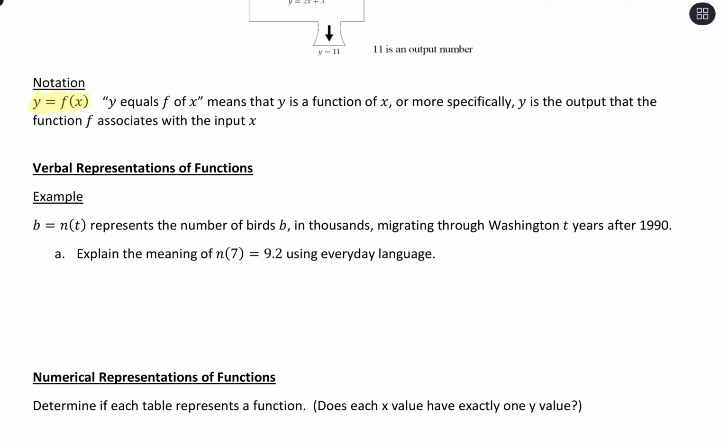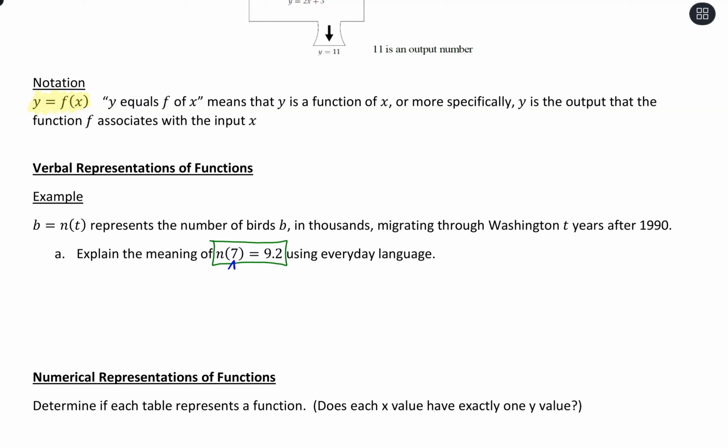Let's look at a verbal representation. So if we had a word problem, how would we interpret function notation? So let's say we have b equals n of t, and this represents the number of birds b in thousands migrating through Washington t years after 1990. So what does it mean if we have n of 7 equals 9.2?